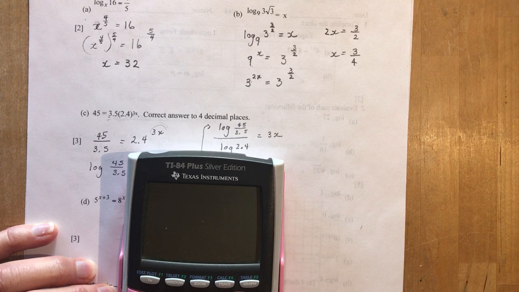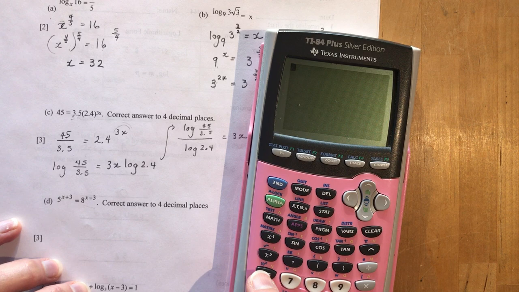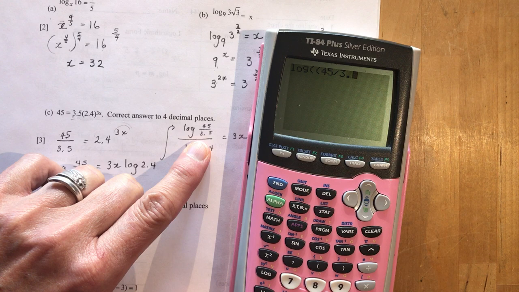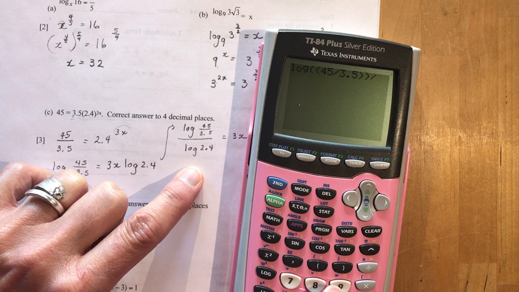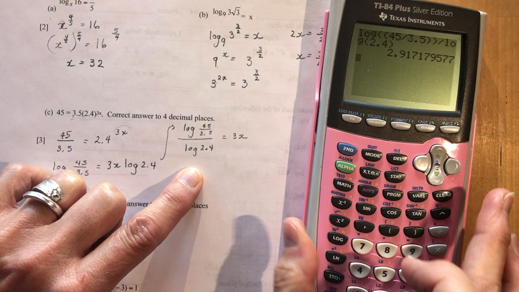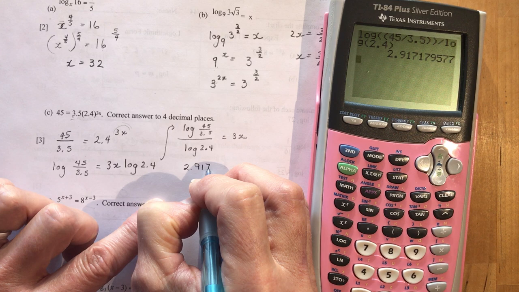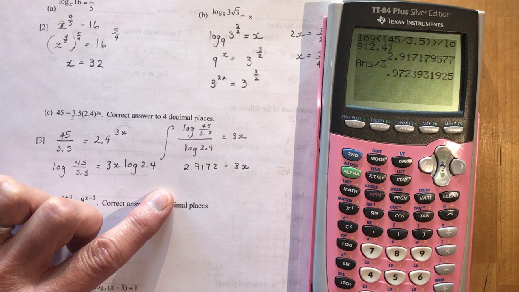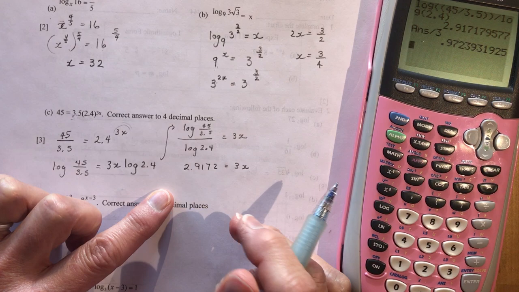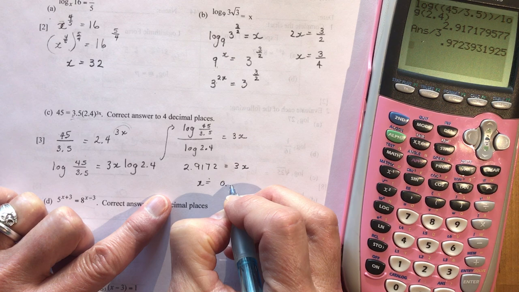Oops, turn it on. So I have the log, and I'll put it in brackets because you have to divide this first. Log of this, and then put a bracket. And I'm going to divide that by the log of 2.4. And that gives me 2.917. Now we want 4 decimal places, so I'm going to put 2 here. Is 3x, and I'm going to divide that by 3 to get 1x. And I get 0.9724, approximately.